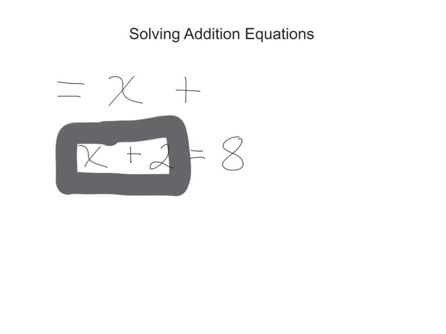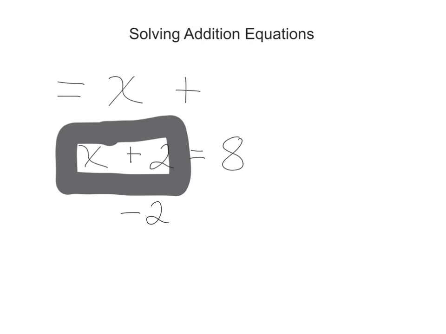What you're going to hear me say a lot in the next videos will be the inverse operation, or we'll simply just start saying the opposite. So what we're going to do is balance this equation by doing the opposite operation of addition, which is obviously subtraction. So we're going to subtract 2.